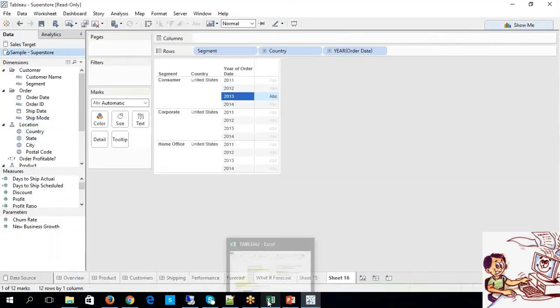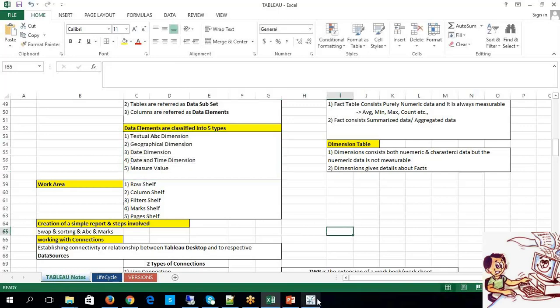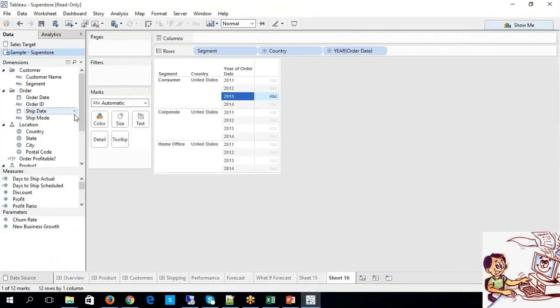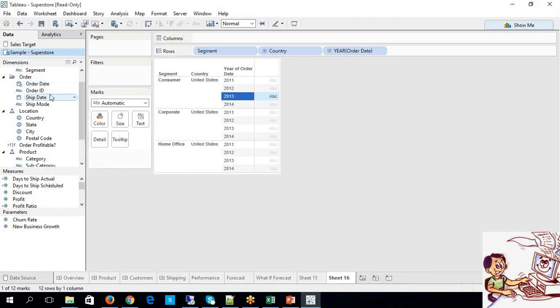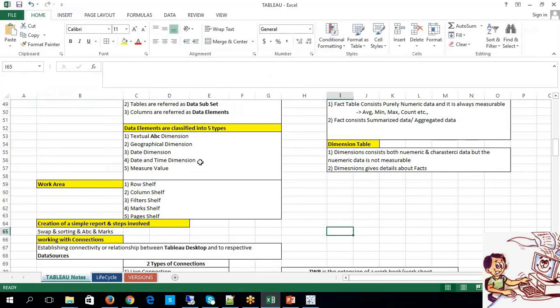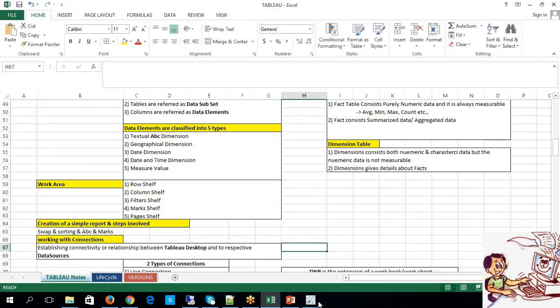Now we also have one more reporting element called date and time dimension. So that date and time dimension, are you able to see it anywhere over here? No. Now look at this. Select, right click. Wherever you see a calendar with a clock symbol, that is what is called date and time dimension. Okay, look at the differences.